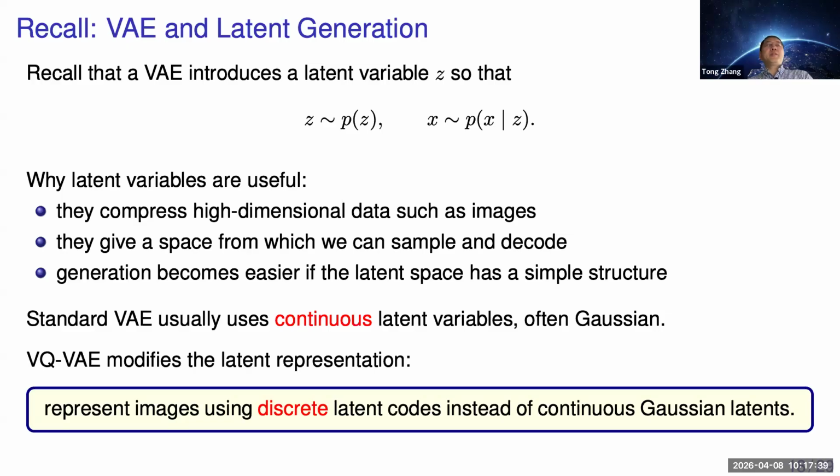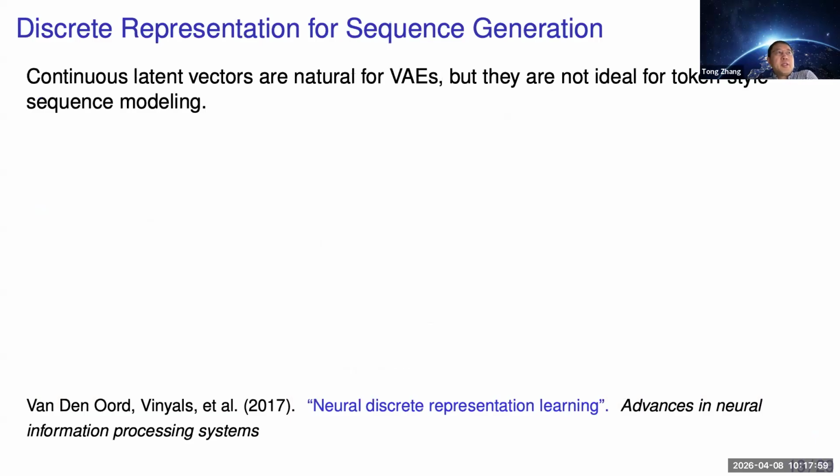So how do you do that? Because discrete has some issues, there are some tricks to train such a discrete code, which we'll mostly talk about, again probably at a high level. I don't think the details of the training will be on the exam, although we will go through them. So, discrete representation for sequence generation: continuous is natural for VAE, but it is not ideal for token-style transformer sequence modeling.